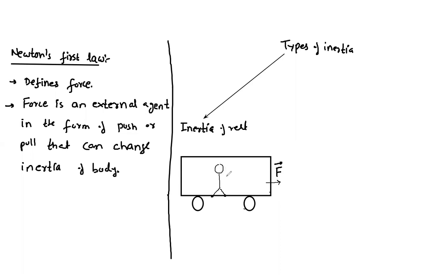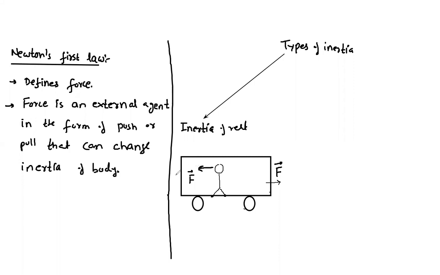But no force is directly acting on the upper part of the body. So this upper part will try to maintain its inertia of rest. It will try to remain at rest. The lower part moves in the forward direction, but this upper part tries to maintain its inertia of rest. So what happened? This upper part will experience a backward push due to inertia. This is what happens if you're sitting in a car. As soon as the car starts, you will experience a backward push.